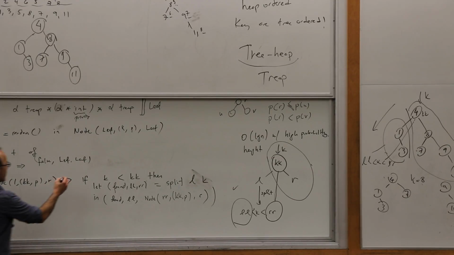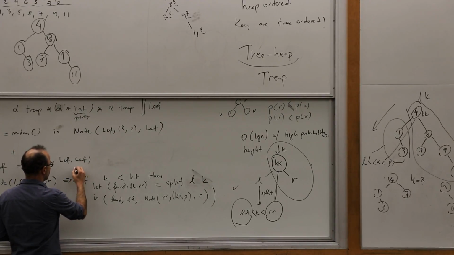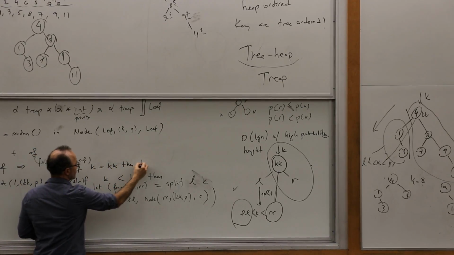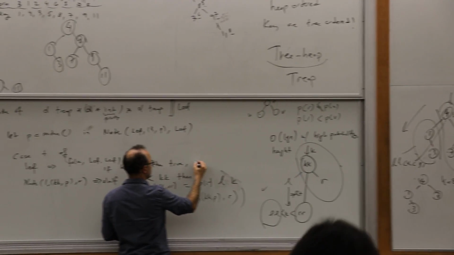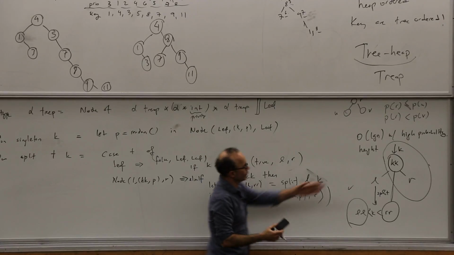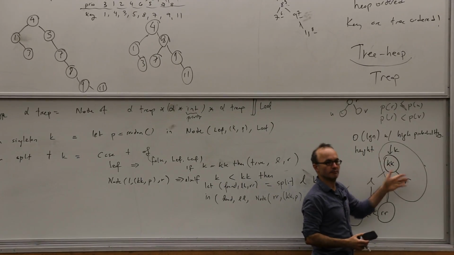So let's write the easy case. Let's make this else if K is equal to KK, then we return true. And what do we say? We just return these guys, L and R. If it's equal, we're done. We just return L and R.